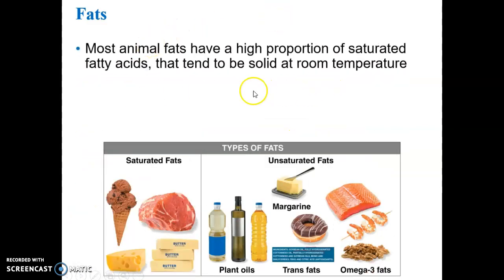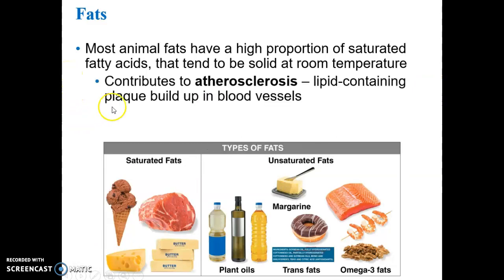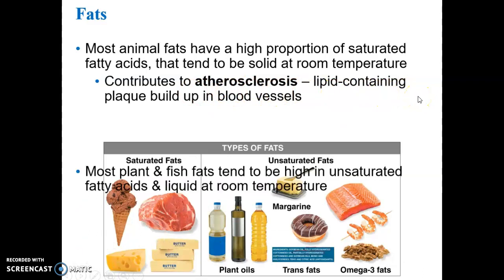Okay, so continuing, most animal fats that we consume have a high proportion of the saturated fatty acids, and that causes them to tend to be solid at room temperature. And again, those are the ones that tend to be less healthy for us. They contribute to atherosclerosis. This is where you get plaque buildup in your blood vessels, and that can lead to further complications in terms of long-term health issues. So atherosclerosis is not a good thing.